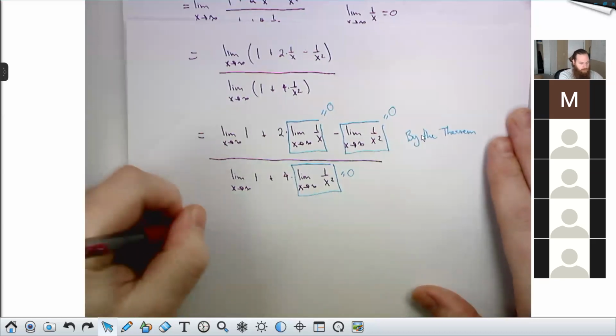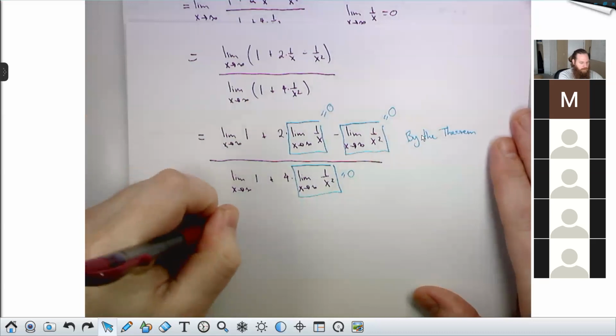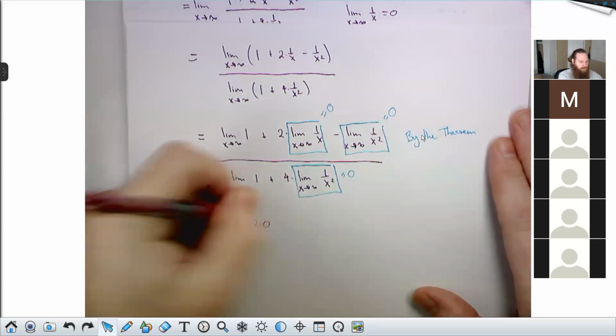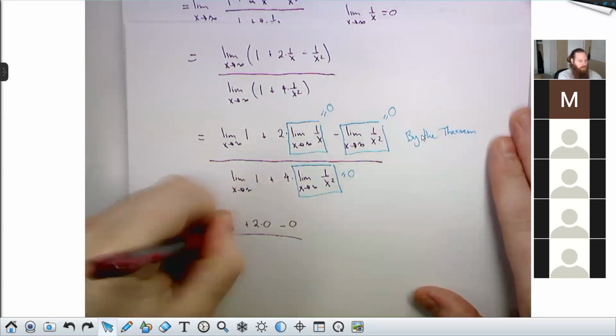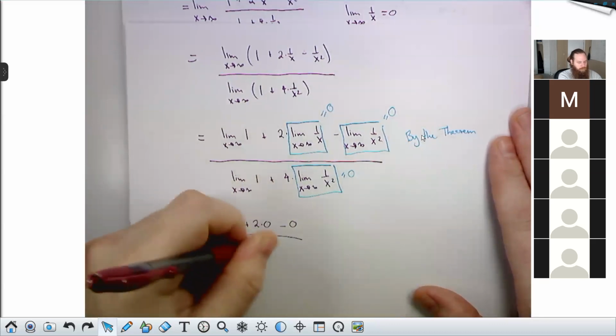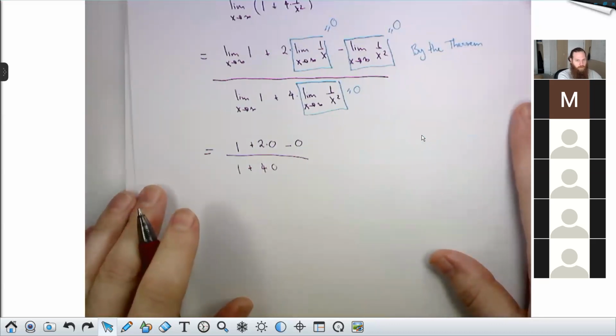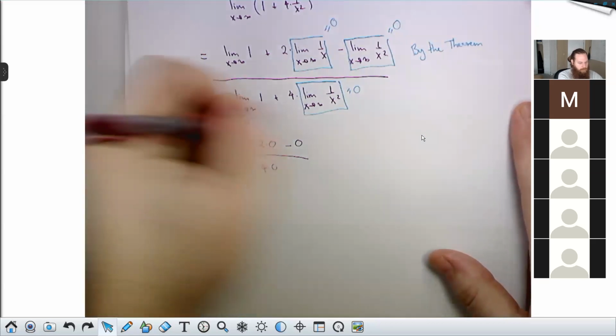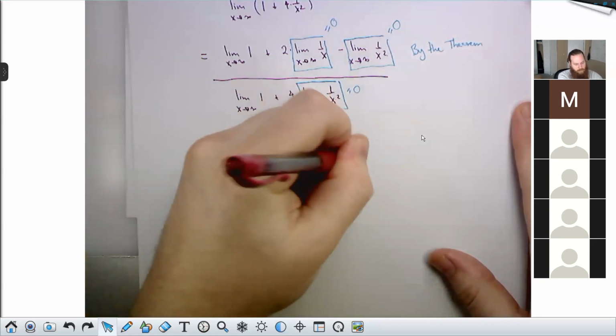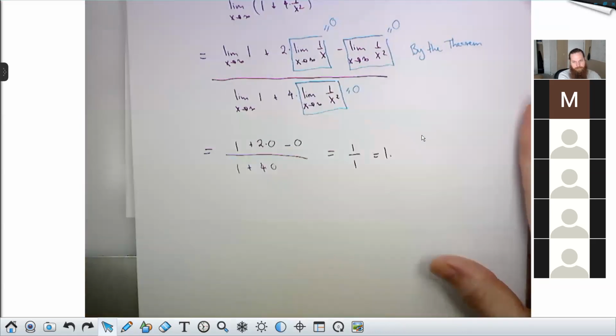And so out of this, we get to the line we had before. I've got 1 plus 2 times 0 minus 0 over 1 plus 4 times 0. And all these zeros are 0. So this is just 1 over 1, which is 1.